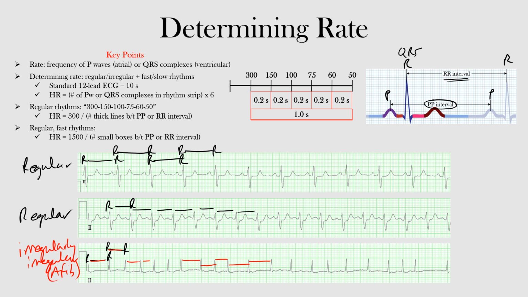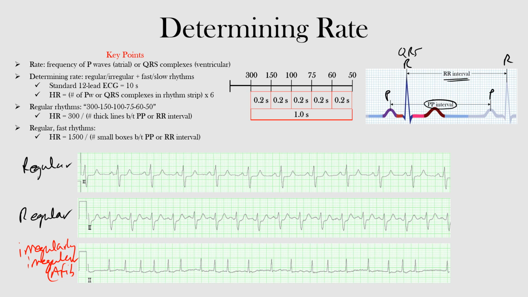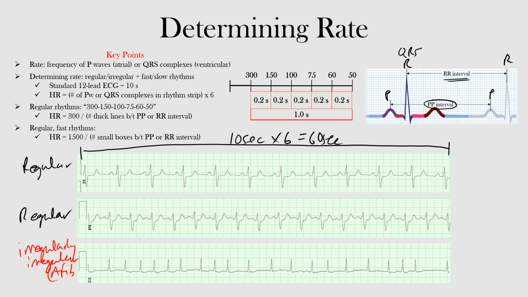Let's erase some of this so that we can go through them, and we can use this first method with both irregular and regular rhythms. Remember, these are rhythm strips taken off a standard 12-lead EKG, and from the start of the EKG all the way to the end, it represents 10 seconds. So if you multiply that by 6, you get 60 seconds, which is 1 minute.